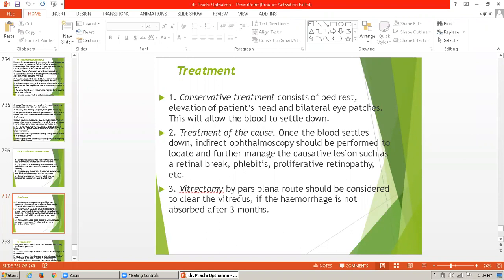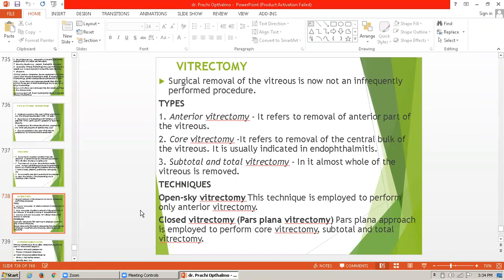Vitrectomy by pars plana should be considered to clear the vitreous if the hemorrhage is not absorbed after 8 months. Vitrectomy is a surgical removal of the vitreous and is now not an infrequently performed procedure.